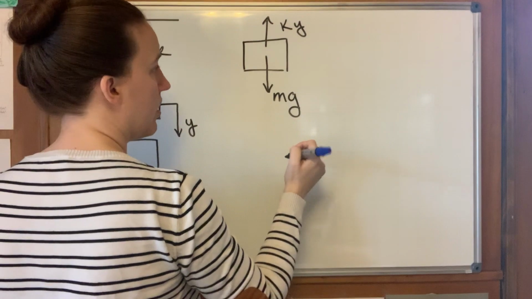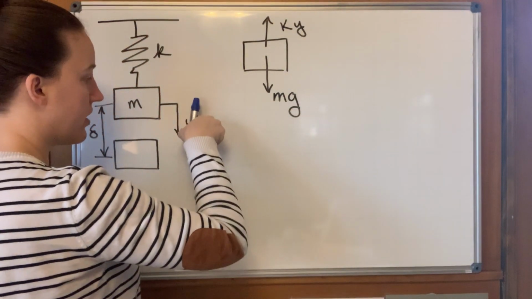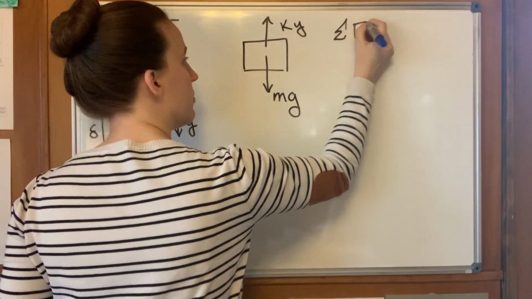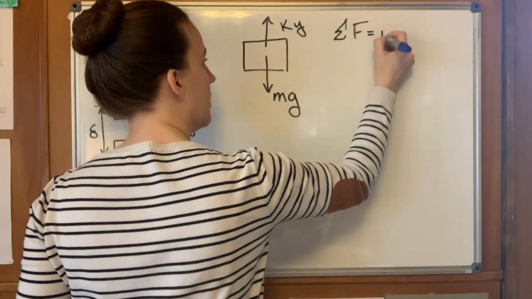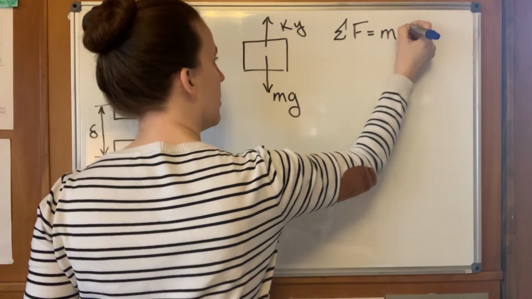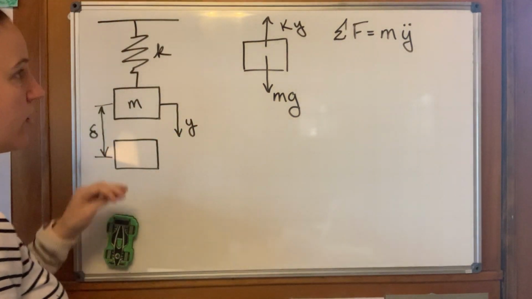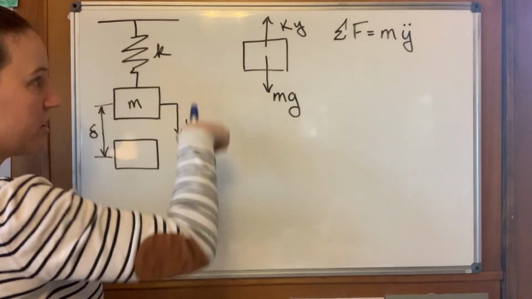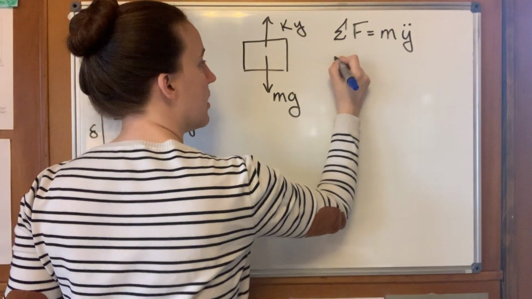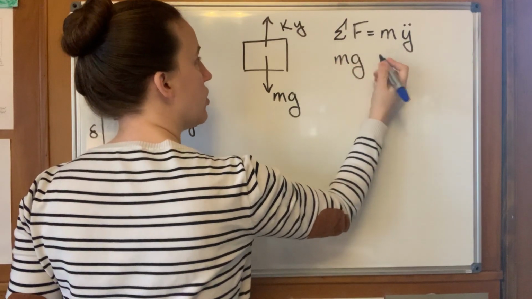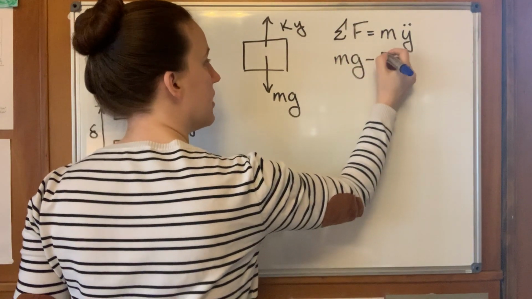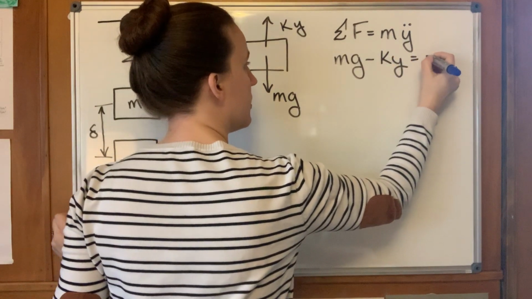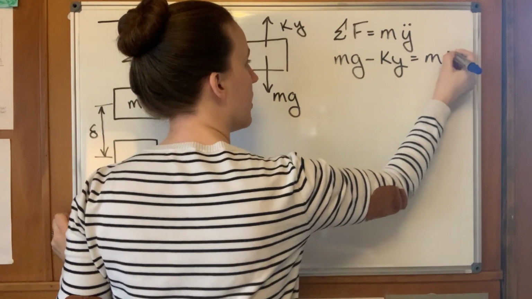So we want to define the acceleration in the positive y direction. So we can say the sum of the forces equals m y double dot. That means we want the positive forces to be in the direction of y double dot, which is going to be in the direction of y. So that means mg minus ky equals m y double dot.